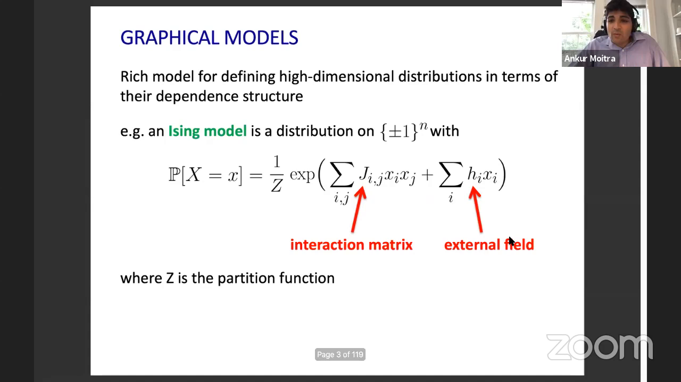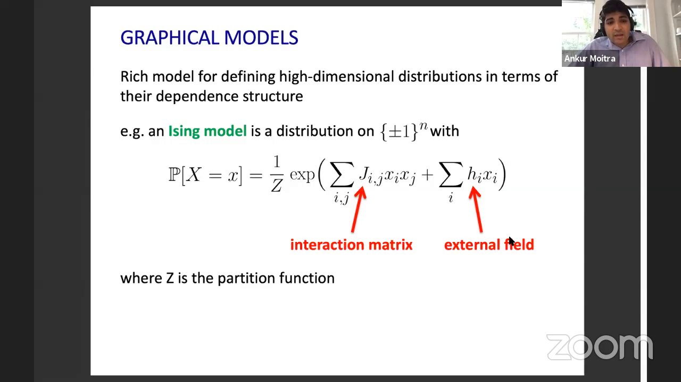So let me start off with one of my favorite types of graphical models, which is called an Ising model. So an Ising model is just a way to specify a distribution on plus minus 1 to the n. Now, the way that you do it inherits some very interesting graph theoretic structure that governs its conditional independence properties, which I'll talk about in a minute. But first, let me define algebraically what the model is before we get into its properties.